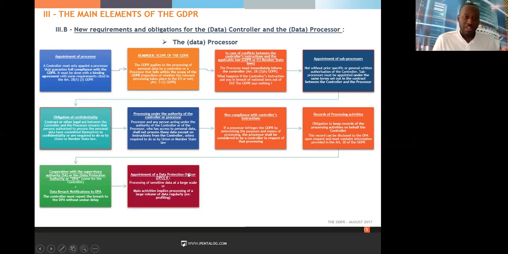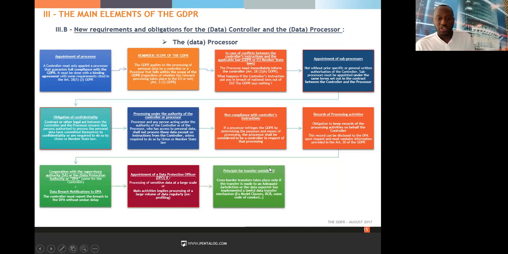And appointment of a data protection officer if processing of sensitive data at a large scale, or if all your main activities imply processing of large volumes of data regularly. So don't try to figure out what large scale means. Don't try to determine what large volume or regularly means. I talked to the French Data Protection Authority a few days ago. They told me it's highly recommended to have a DPO. Highly recommended.